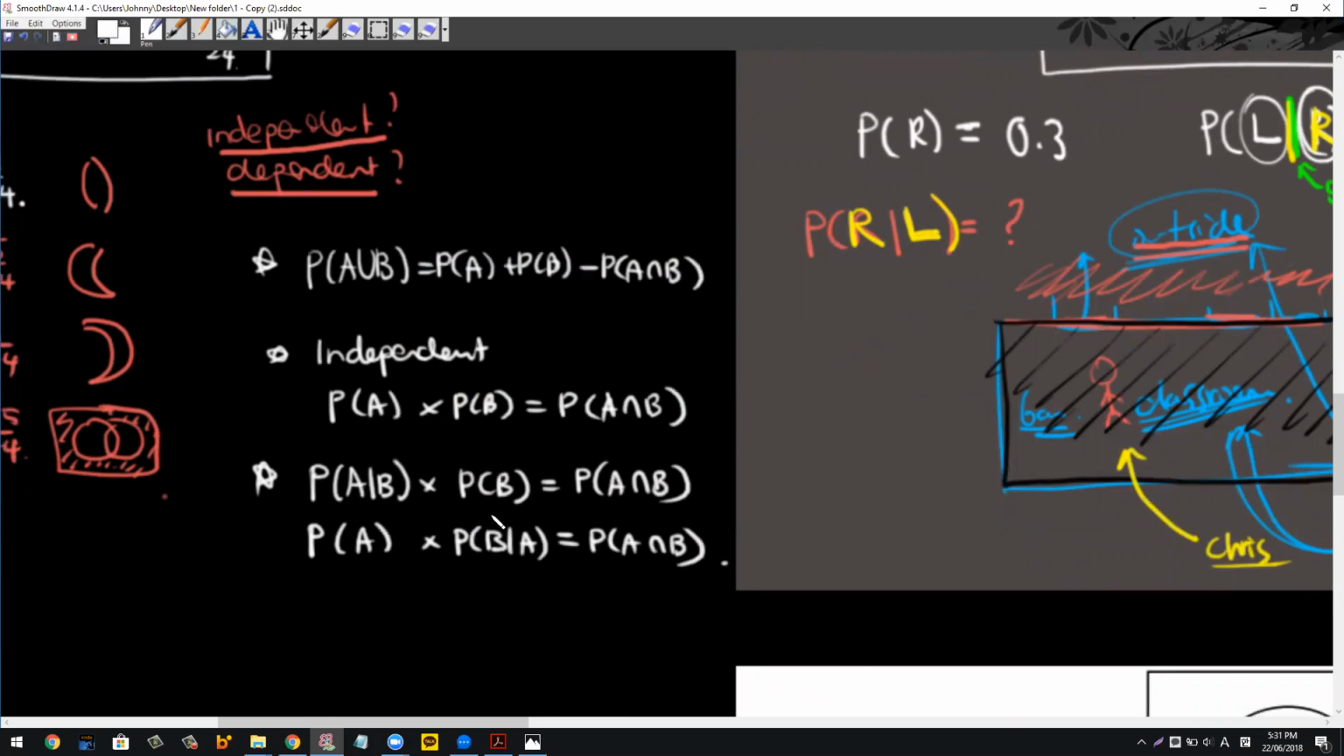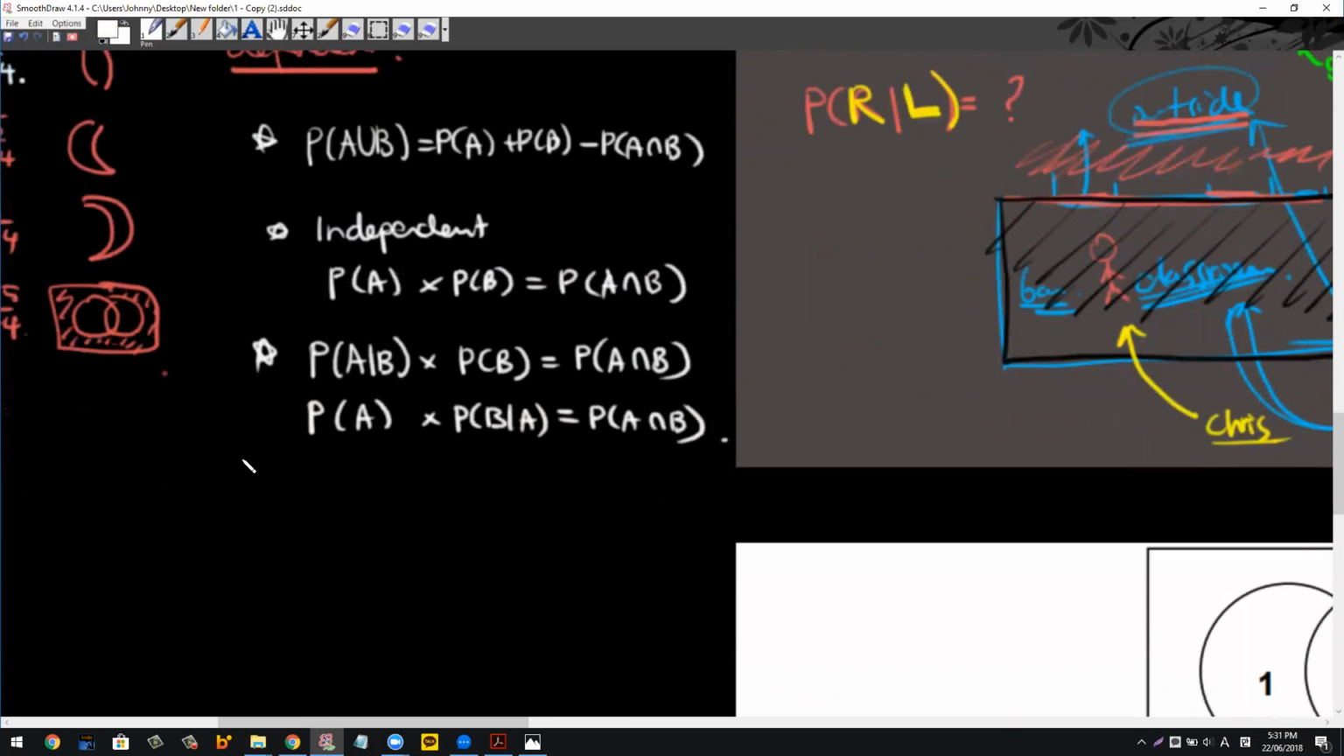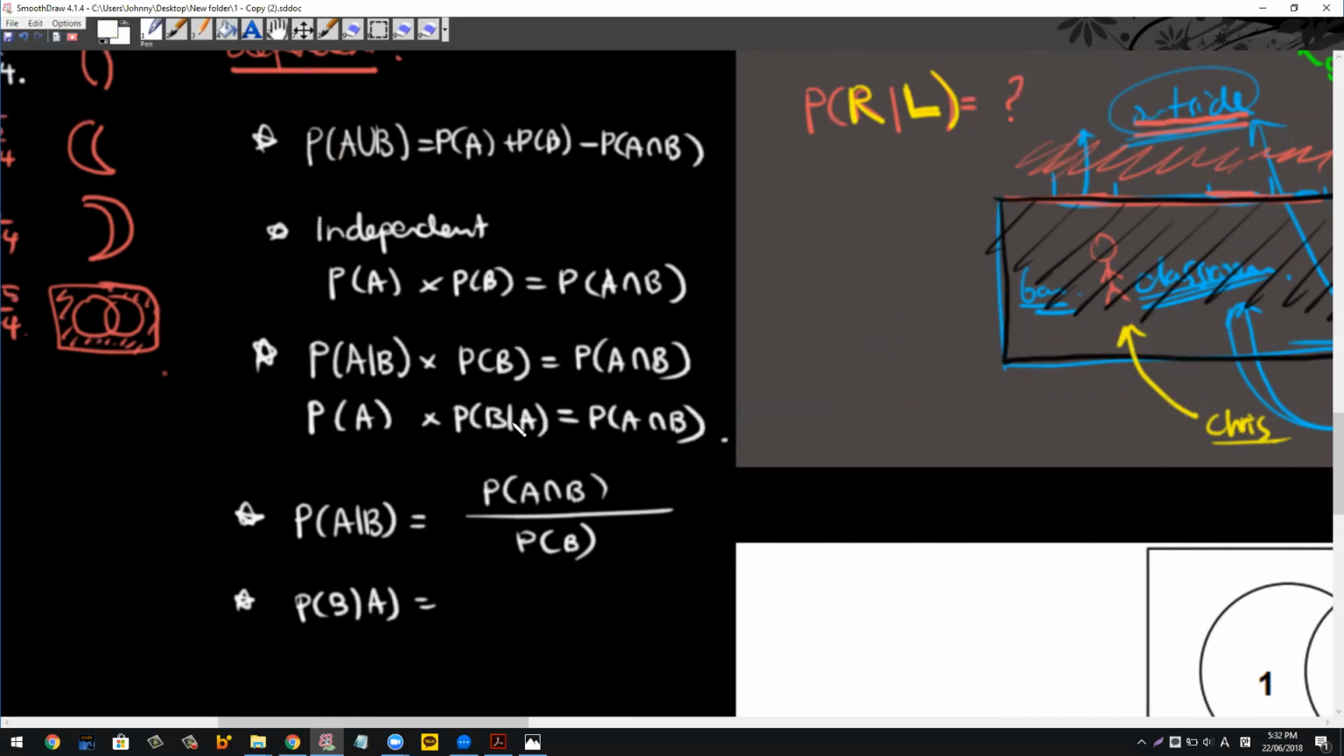So, in other words, I can rearrange this one and write it like this. Probability of A given B is equal to probability of A and B over probability of B. Likewise, probability of B given A is that one divided by this, so that's probability of A and B over probability of A. All right? So I'm going to apply that knowledge to here.